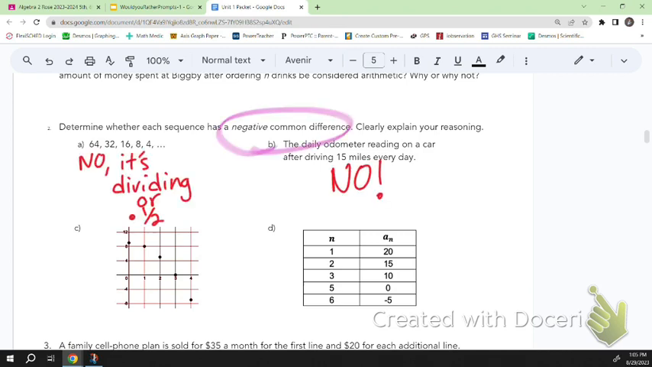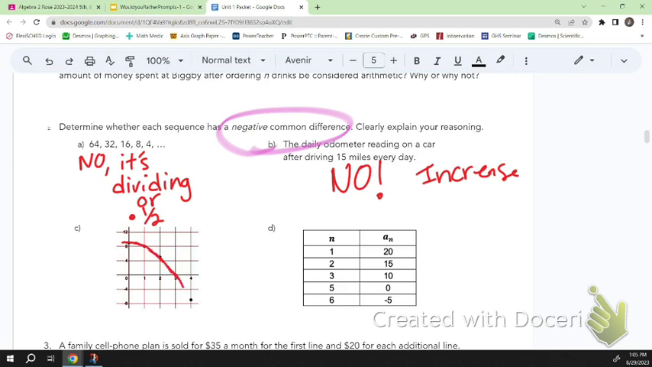This is not an example of decreasing. This would be an increase. Your car odometer goes up. That is not an example of negative common difference. How about this one right here? How about this graph? Because it's moving in a positive direction, but it goes under into the negatives.